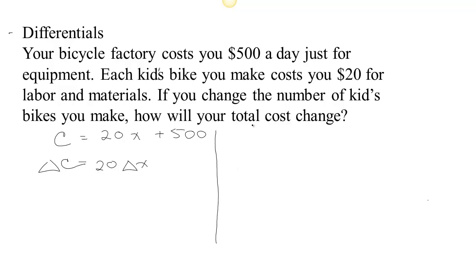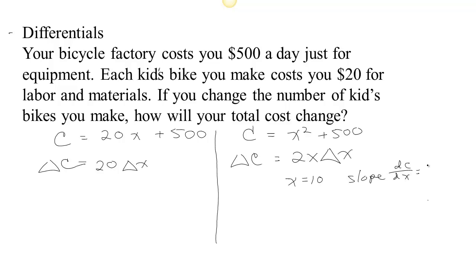Now, if for some reason my cost had been a nonlinear function instead of a linear function, a similar principle would still apply. Let's say my cost was equal to x squared plus 500. Then the change in cost is going to be equal to the slope times the change in input. So we have delta c, the change in cost, is the slope times the change in input. It's the same concept, right? In fact, if we were making about 10 bikes, then the slope would be dc dx, the rise over the run. The slope evaluated at 10 would be 2 times 10, which is a slope of 20.